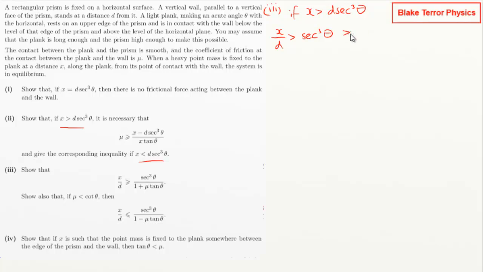So sec cubed theta has got to be greater than or equal to sec cubed theta over 1 plus mu tan theta, because mu tan theta is greater than or equal to 0. We're not going to get a negative there. So this denominator is going to be greater than or equal to 1. So that's all going to fit. So yeah, I mean, that is it.